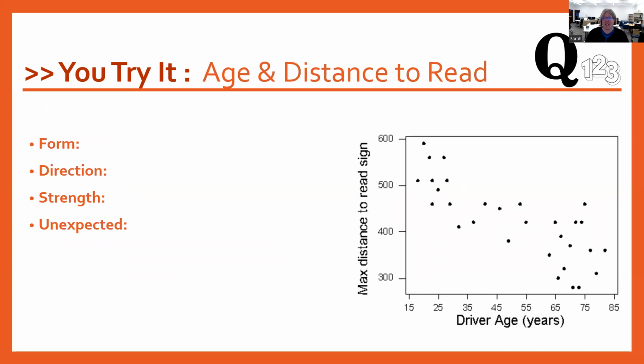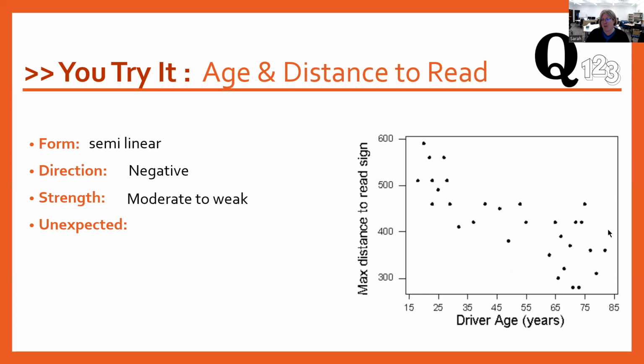Right, and then the next one, the age, and then the distance to read a road sign for a driver. The form on this one, so this one is a little more scattered than the last one, so it's semi-linear. I could definitely still put a line through there. It's a little more difficult. This one is going downhill, so that makes the direction negative. The strength. So this one is definitely more spread out. So I'd say moderate to weak here, probably more on the moderate side.